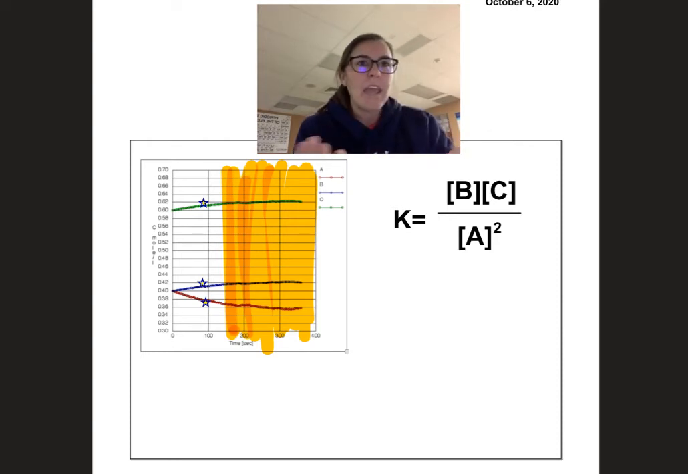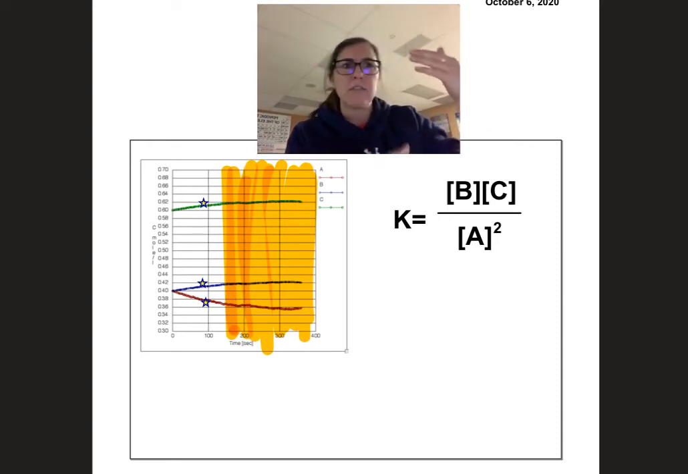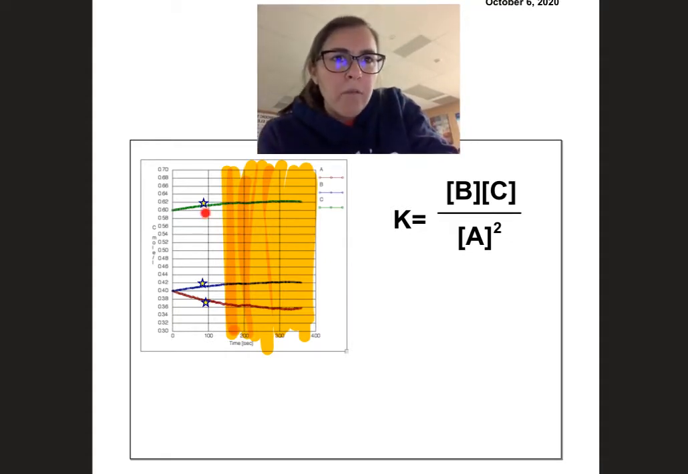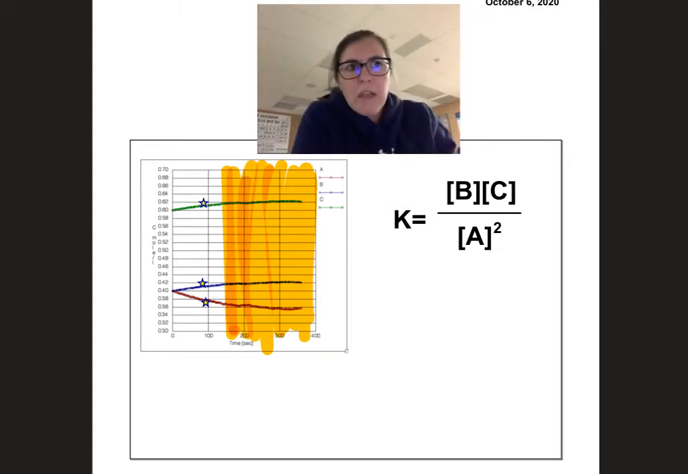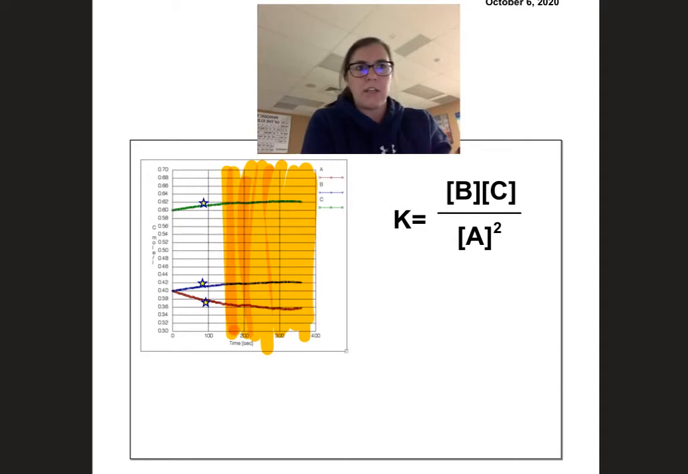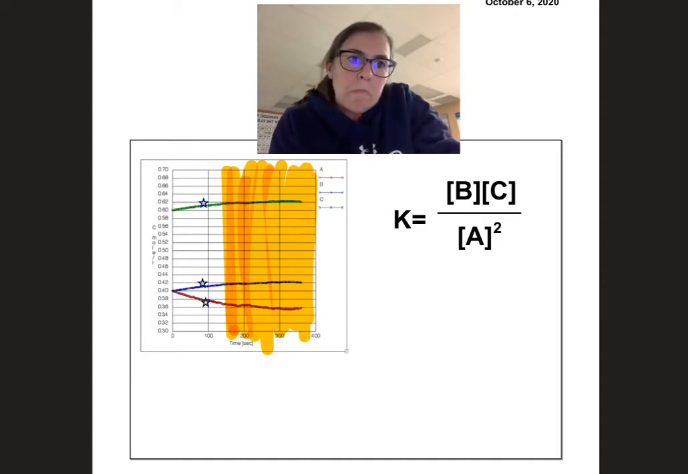But isn't K just a ratio, right? Products divided by reactants. Yes, I've been plugging in numbers from these flat lines, but what if I wanted to plug in where these stars are? What if I wanted to know what the ratio is at that point, or at the beginning of the reaction? Isn't K just a ratio? Does it always have to be when those lines are flat and at equilibrium?